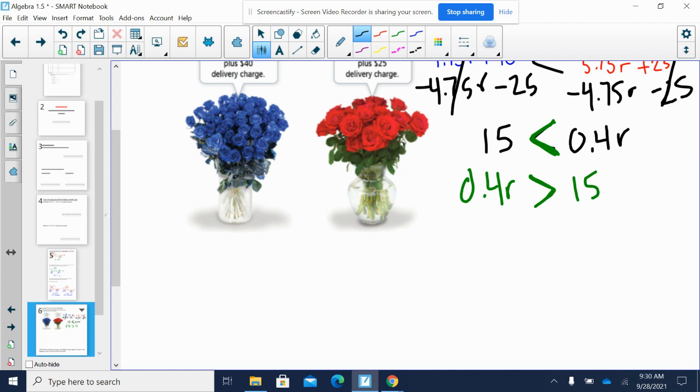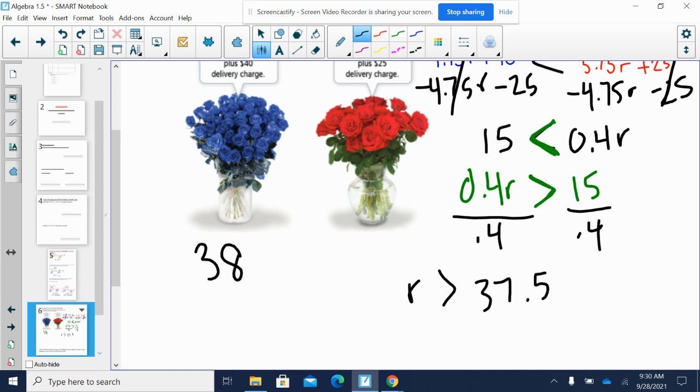Okay, now we're at the point where we have to isolate the variable. And right now it's multiplying 0.4, so we are going to divide by 0.4. Divide by 0.4. So 15 divided by 0.4 is 37.5. Okay, so that means when R is greater than 37.5, it's less expensive for florist A. Well, we can't have a half of a rose, so we would say 38 roses. If you're going to buy 38 roses or more, it's going to be less expensive for florist A.